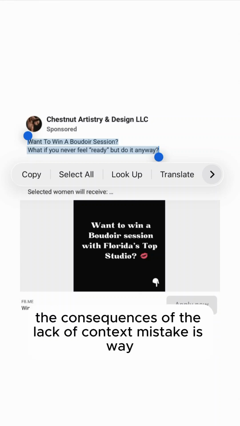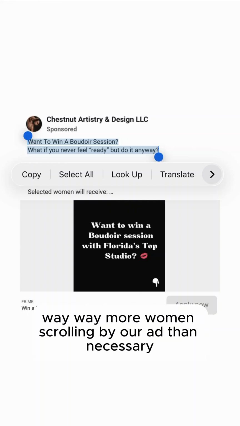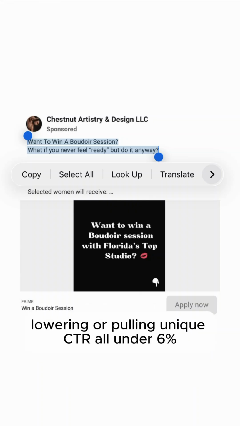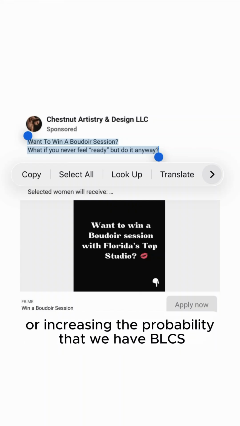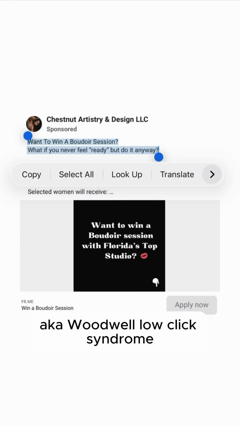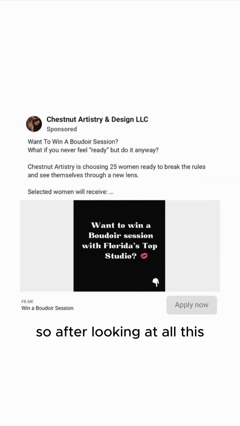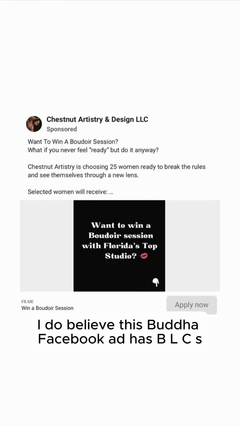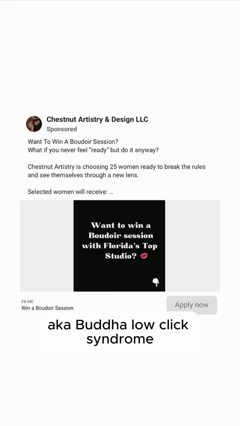The consequence of the lack of context mistake is way more women scrolling by our ad than necessary, pulling unique CTR under 6%, and increasing the probability that we have BLCS, aka boudoir low click syndrome. So, after looking at all this, my diagnosis is yes, I do believe this boudoir Facebook ad has BLCS, aka boudoir low click syndrome.